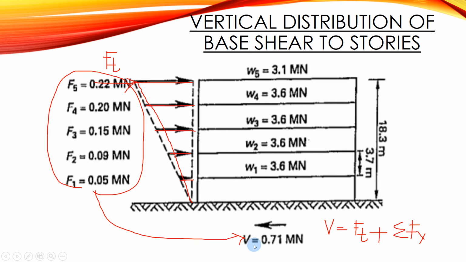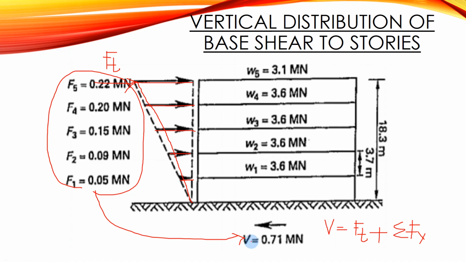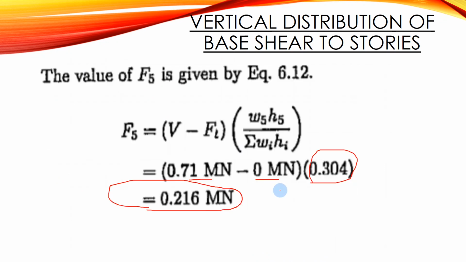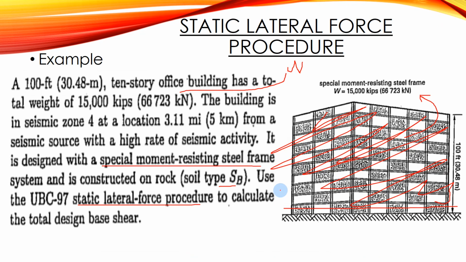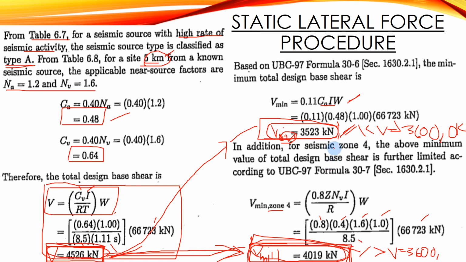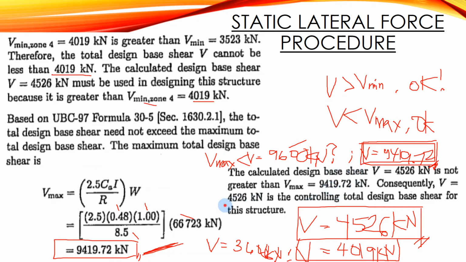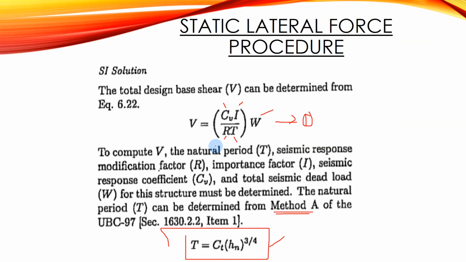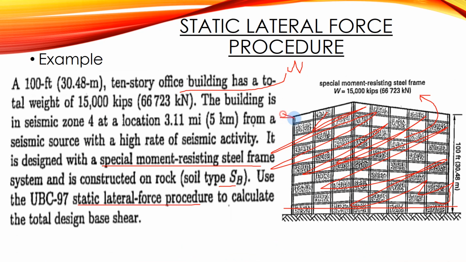So as of today, what you have learned is how to get the base shear, the total design base shear. Then also the vertical distribution of the base shear to the stories. Okay? So your assignment is to distribute, from our example 1, the 10-story office building. You already got the base shear earlier, which is 4,526 kilonewtons. So what you will do is make a vertical distribution, showing the vertical distribution at each floor.